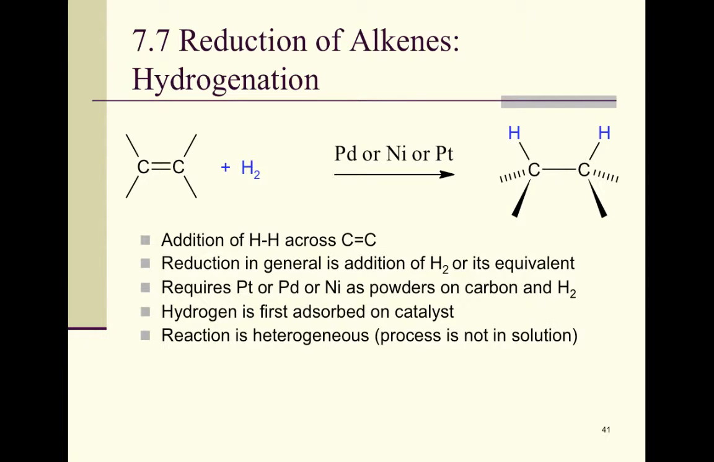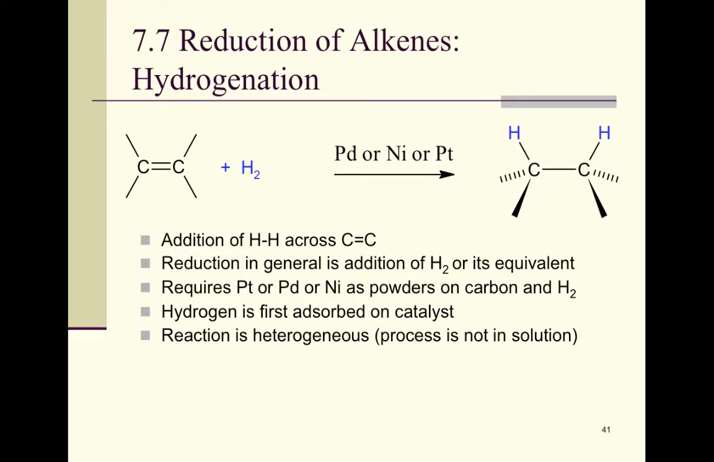Reduction of alkenes. This is the hydrogenation reaction. We can add 2 hydrogens across the carbon-carbon double bond. In this case, we're going to be using the catalyst platinum, palladium, or nickel. What happens is H and H adds across the carbon-carbon double bond. This is a reduction reaction. It's the equivalent of H2. It requires platinum, palladium, or nickel as powders. Gives us a much bigger surface area.